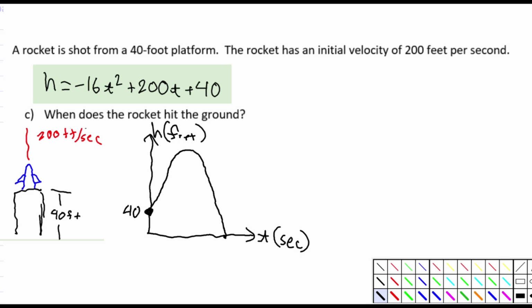And what are we looking for right now? We're looking for this point right here. When does the rocket hit the ground? All right, so let's try to solve this problem. So I'm going to write down my formula one more time. Actually, so what do we know at this point? We know the height is 0. So I'm just going to go ahead and start writing this out. So when the height is 0, what time is that? So let's solve this problem. So negative 16 t squared plus 200 t plus 40.